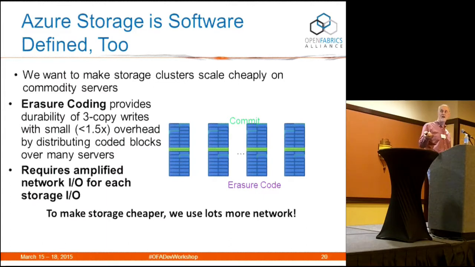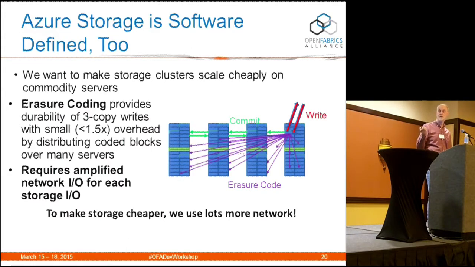It requires an amplified number of network IOs for each storage IO. So you can see a write come in, and the write has to be committed to 3 other nodes, right, before it can be acknowledged. Otherwise, it hasn't been properly stored by the cloud. Well, guess what? There's a little explosion of writes that happen within those nodes.